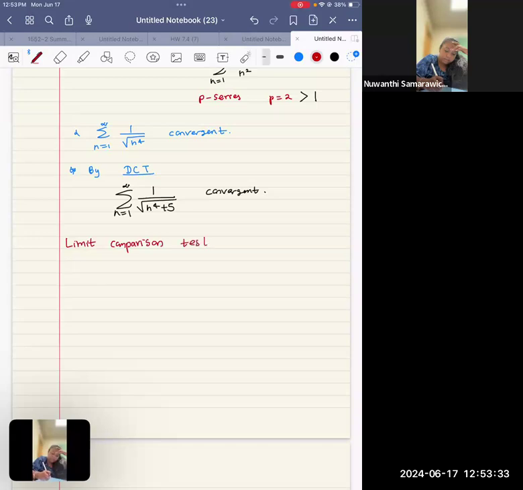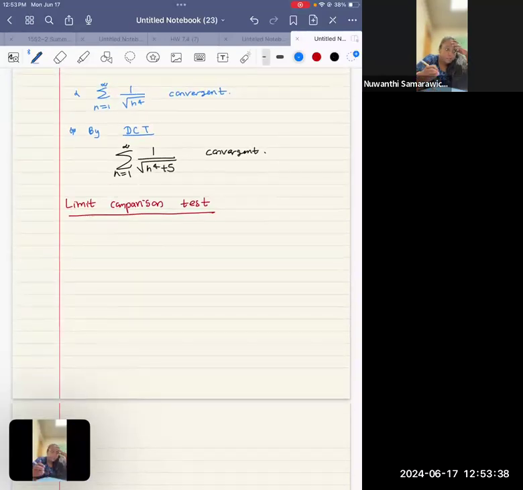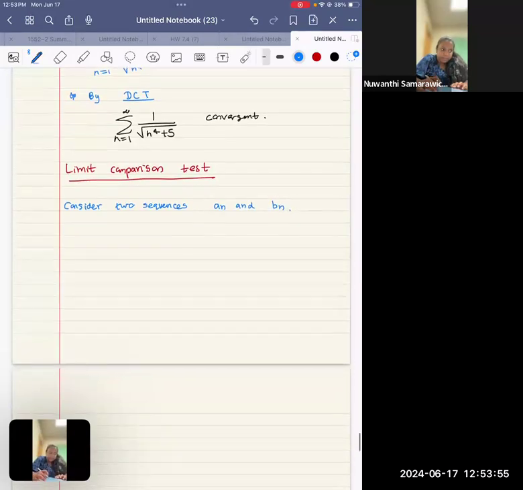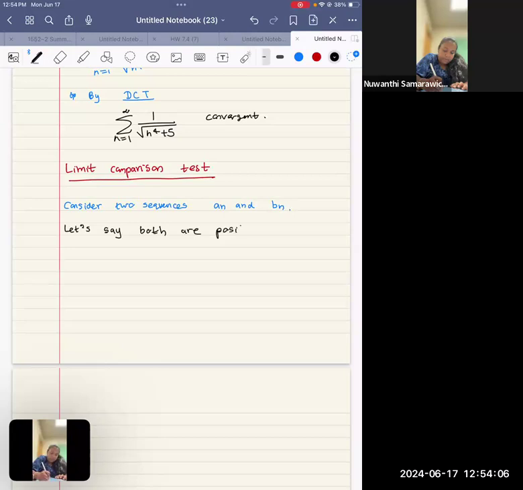Comparison test. Okay, so let's see what the limit comparison test is. Consider two sequences. First, let's write and I will explain. Consider two sequences, that is a sub n and b sub n. Let's say both are positive, greater than 0.